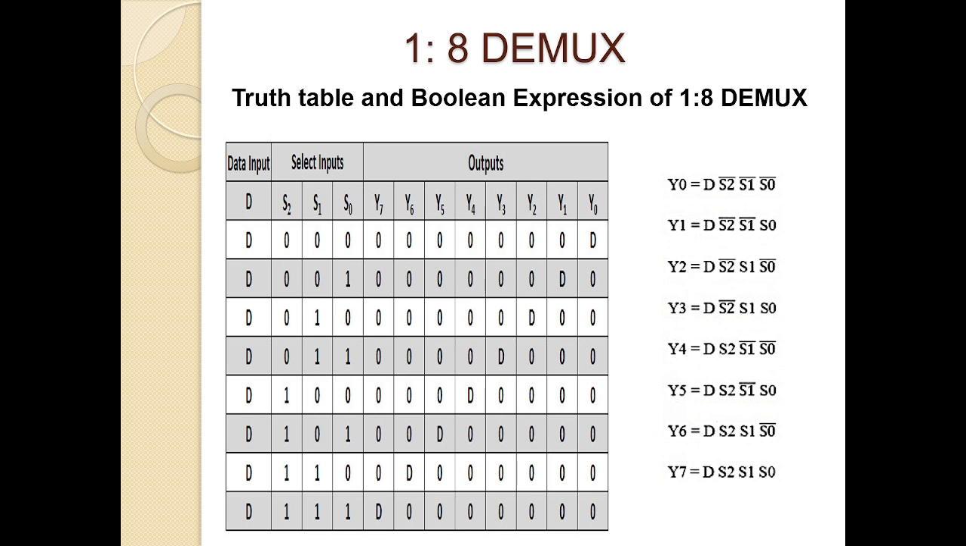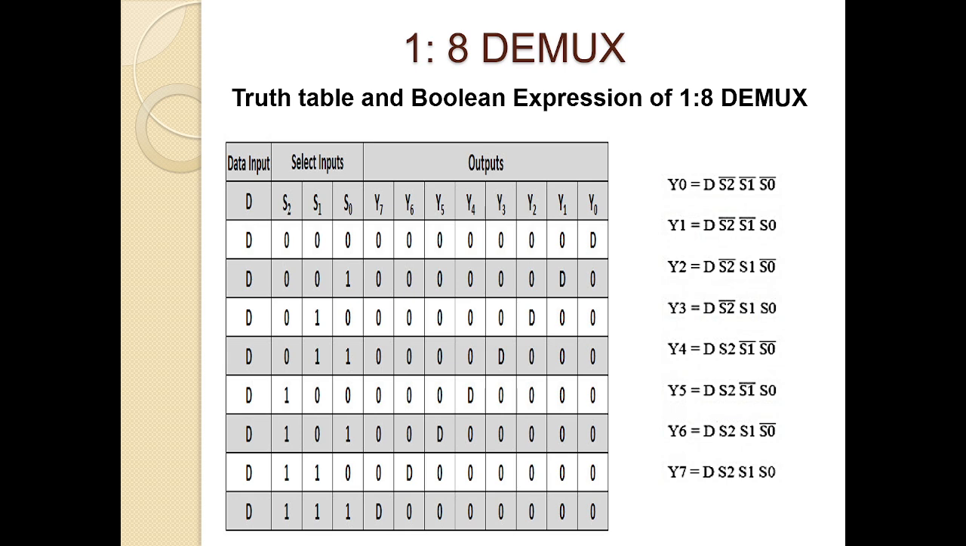Here we have the truth table and Boolean expression for 1:8 demux. We have the data input D, the selection lines S0, S1, S2. So if it is 3 inputs, we have the 8 combinations, that is 0, 0, 0 to 1, 1, 1. When the selection line is 0, 0, 0, the input is reflected in first output. When the selection line is 1, 1, 1, the input is reflected in last output.